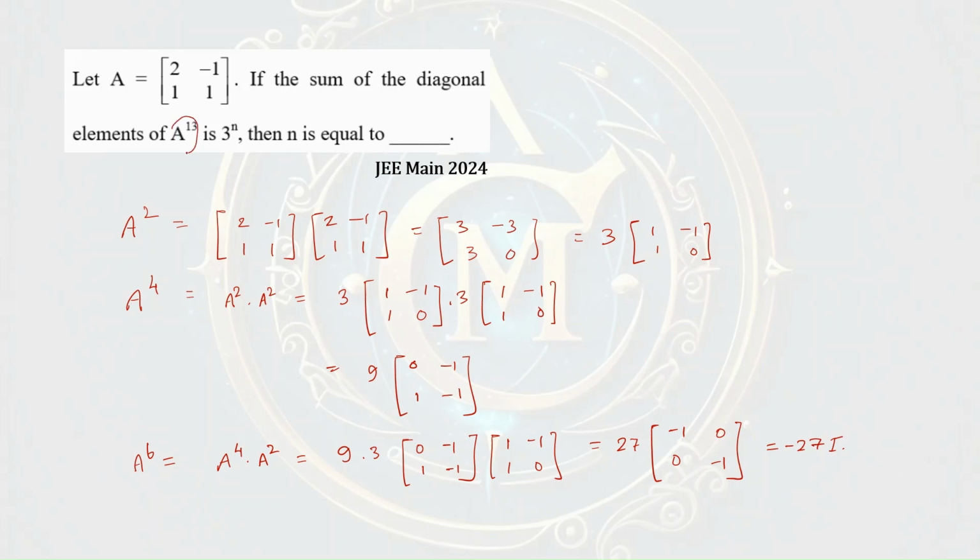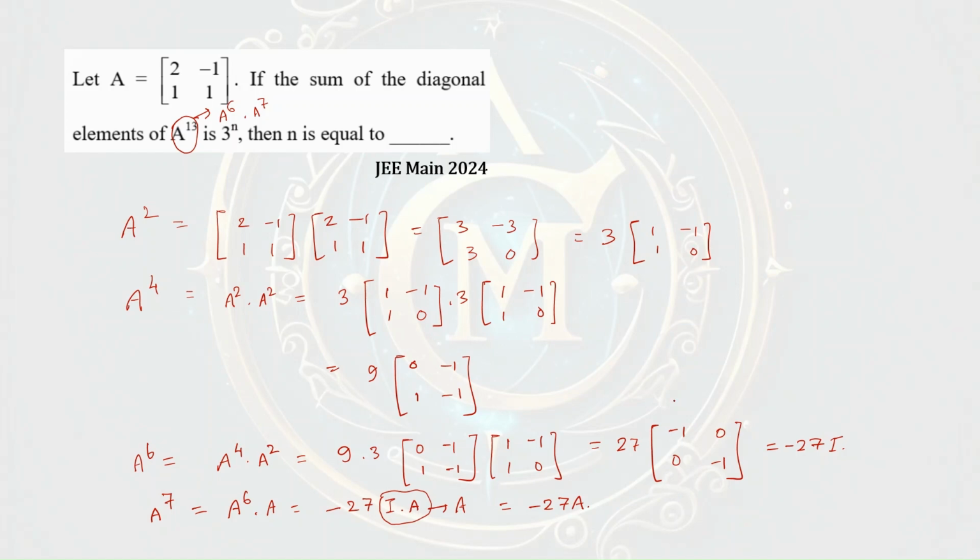Now this A to the power 13, we can write as A to the power 6 multiplied with A to the power 7. So we need to calculate A to the power 7 for that. So A to the power 7 is equal to A to the power 6 multiplied by A. This becomes minus 27 I, since A to the power 6 is minus 27 I, multiplied with A. Now I times A is A because I is the identity matrix. So this becomes minus 27 A.